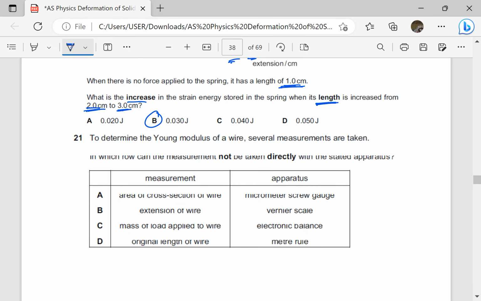To determine the Young modulus of a wire, several measurements are taken. Which measurement cannot be taken directly with the stated apparatus? Let's check. Area of cross-section of wire, micrometer screw gauge. We can't measure the area directly with the micrometer screw gauge. The micrometer screw gauge will only give us diameter, so the answer is going to be A.